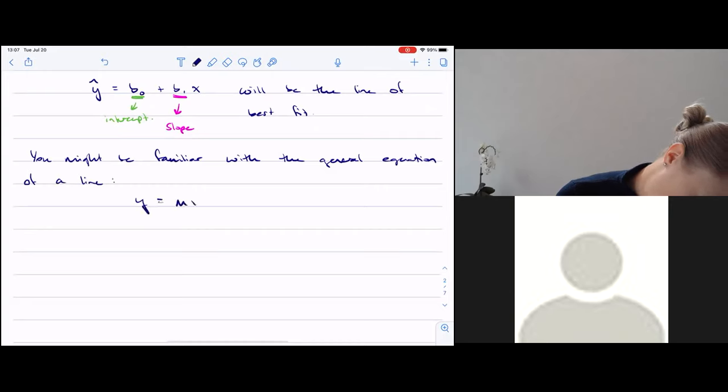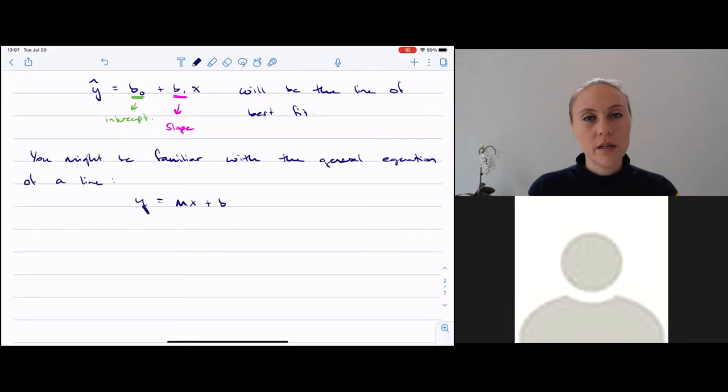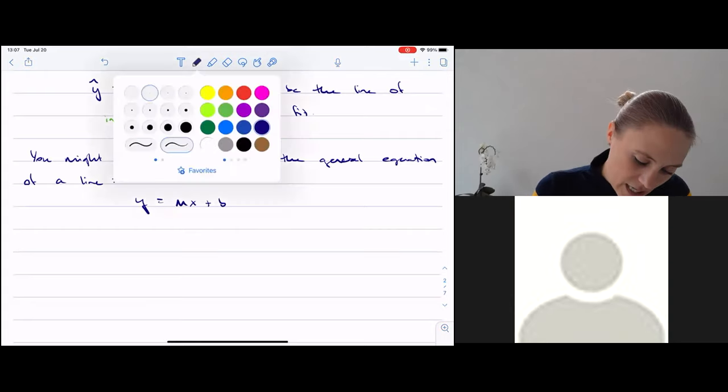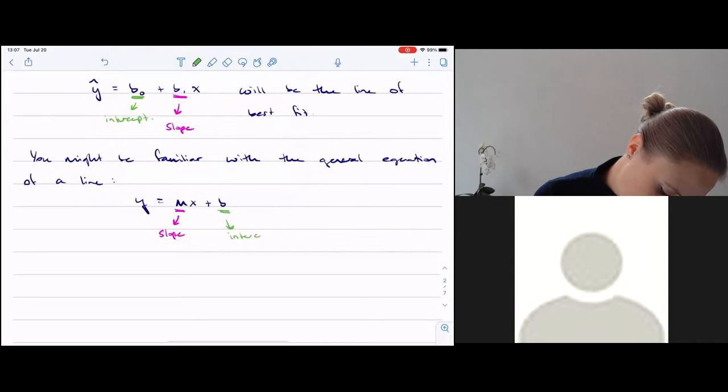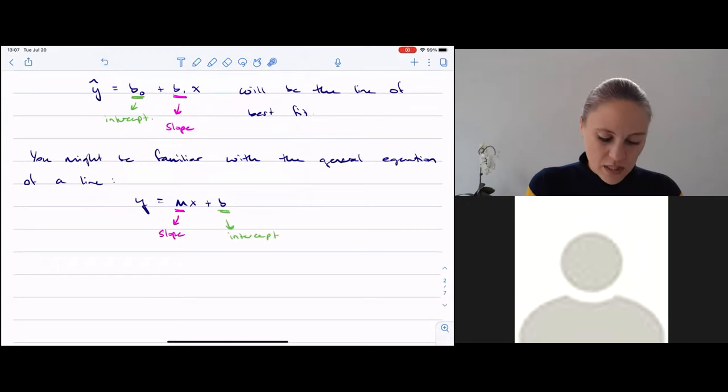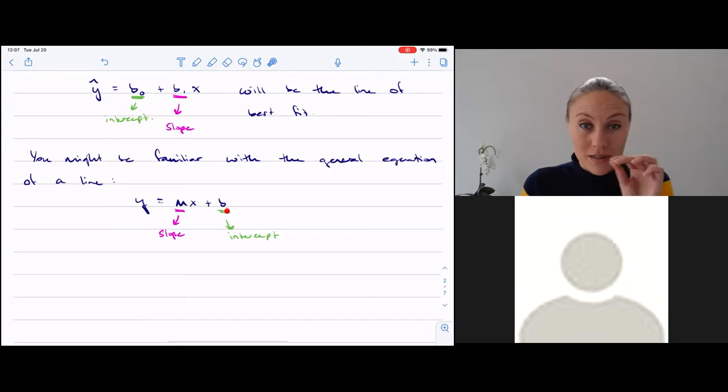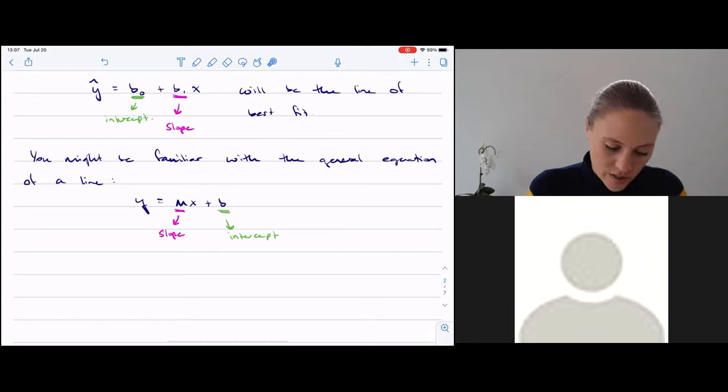Y equals MX plus B, right? But again, the M is the slope and the B is the intercept. A little bit confusing because we use 2 B's, right? But this one has no subscript, so it's all important, right? And so in this case, because this is the B on its own, that's what makes it the intercept, right?